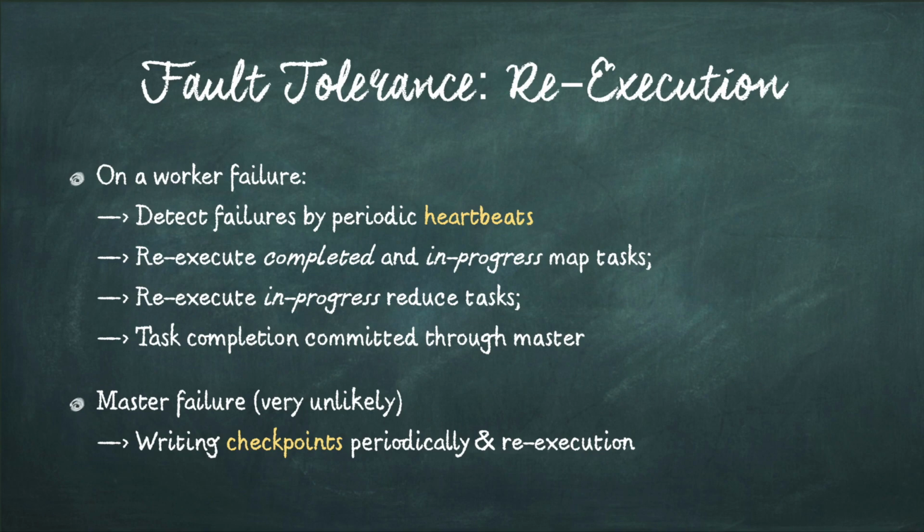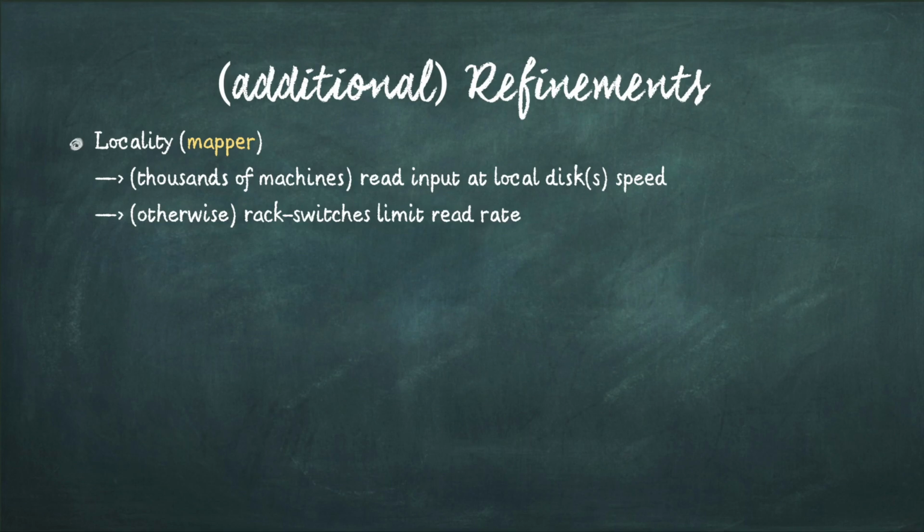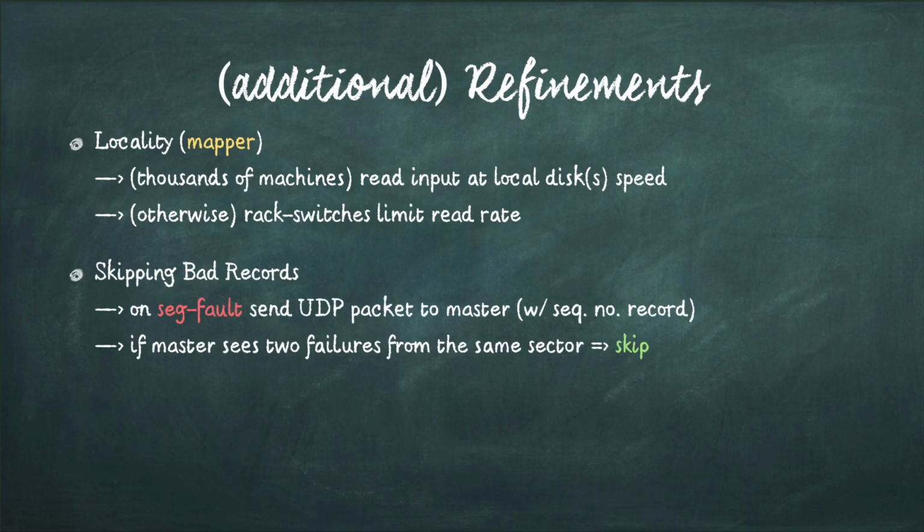In case of a master failure, although unlikely, the fault can be handled via re-execution from checkpoints periodically collected. Additional refinements of the framework include the use of locality, especially for the mappers, which read the input at local disk speed, since otherwise using rack switches would definitely cap the read rate significantly. In case a segmentation fault is detected due to a bad record on the disk, a UDP packet is sent to the master with the sequence number of the record. If the master sees two failures coming from the same record, that record will be automatically skipped and so ignored.